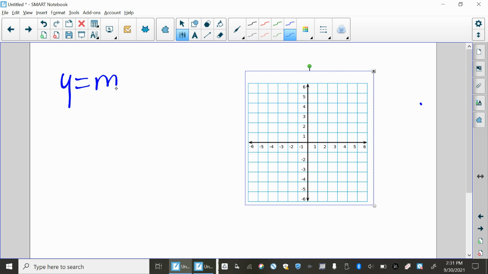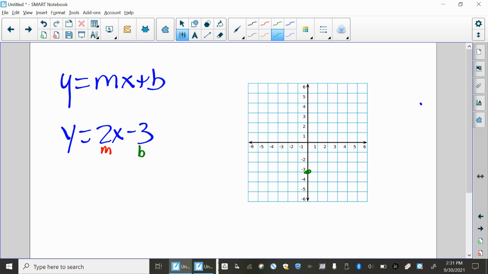Let's say, here's y equals mx plus b. Let's say our first one is y equals 2x minus 3. So our slope is 2. Our y-intercept is negative 3. Remember how you start graphing that, what you start with? Do we start with the 2 or the negative 3? We start with the negative 3, our y-intercept.